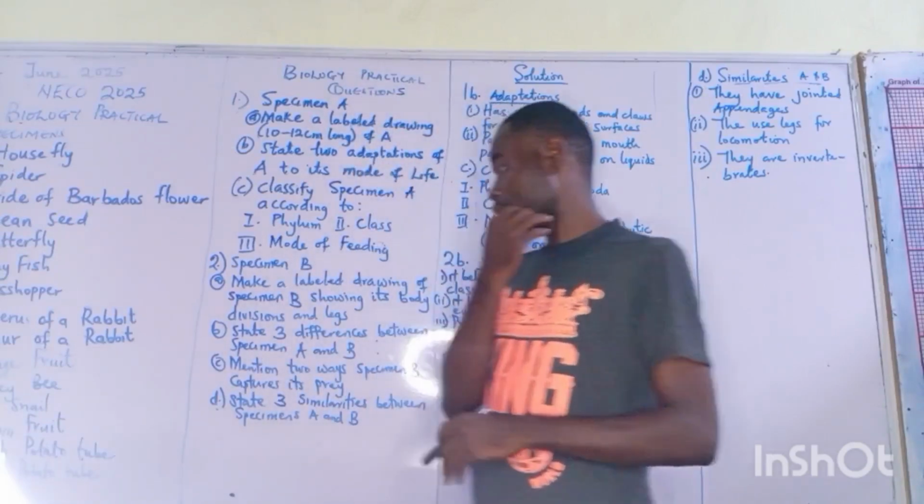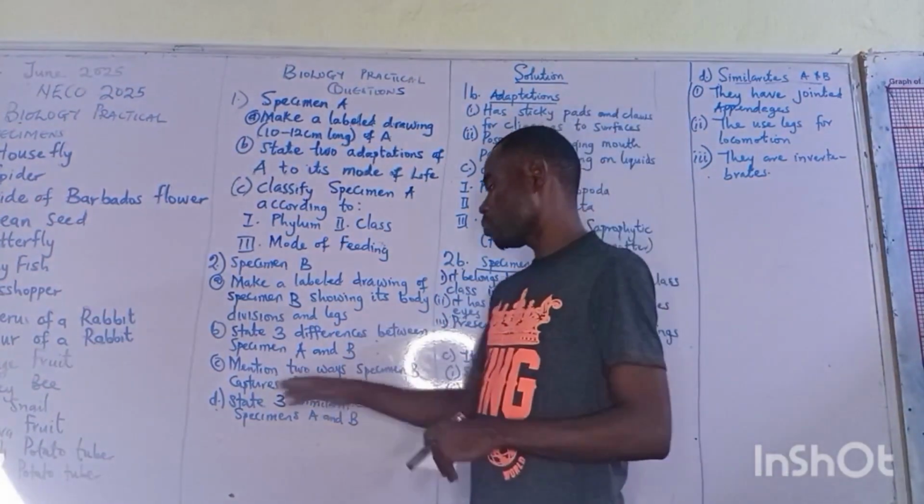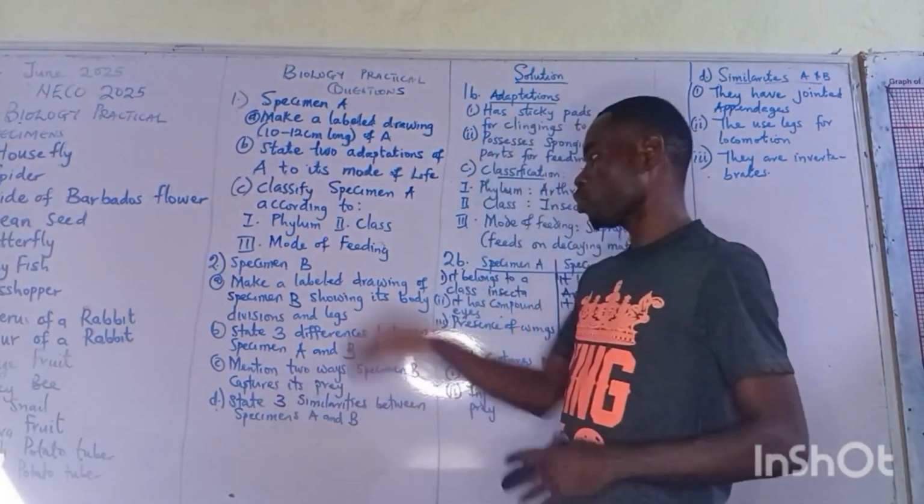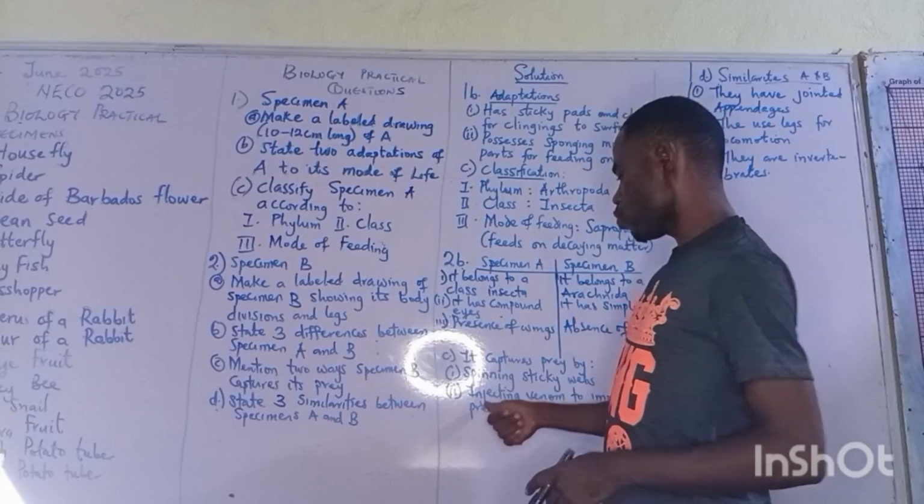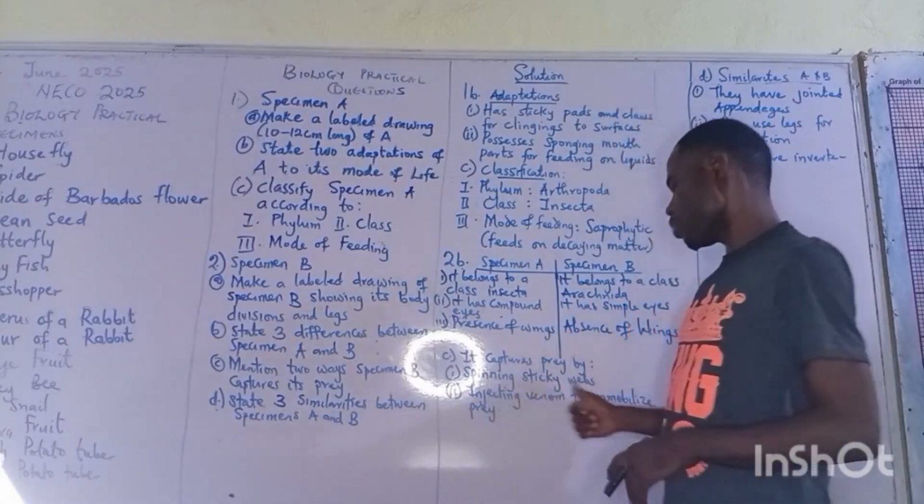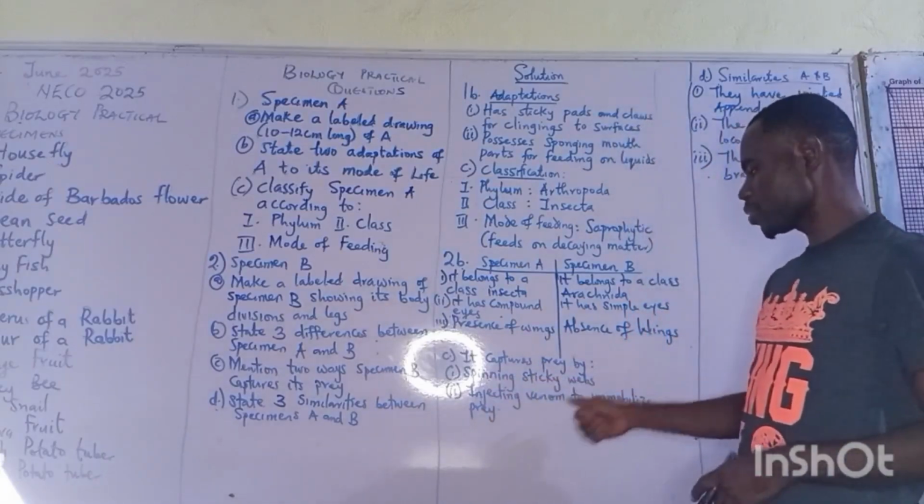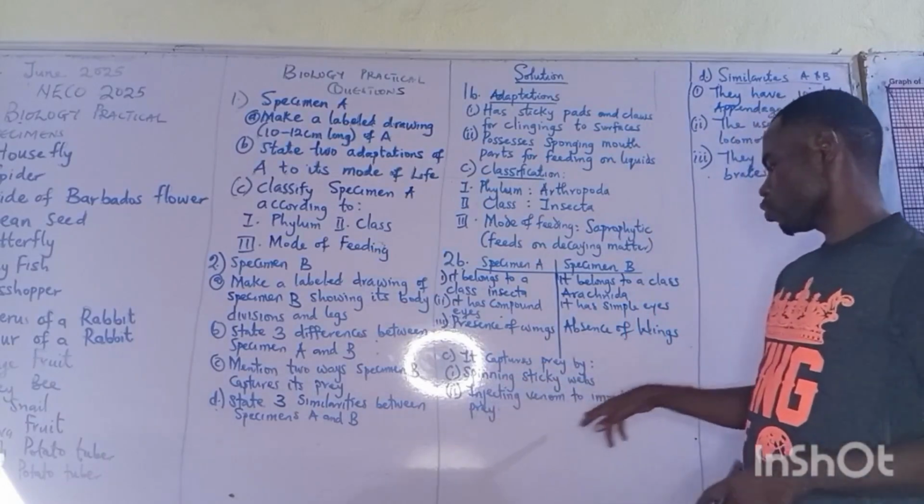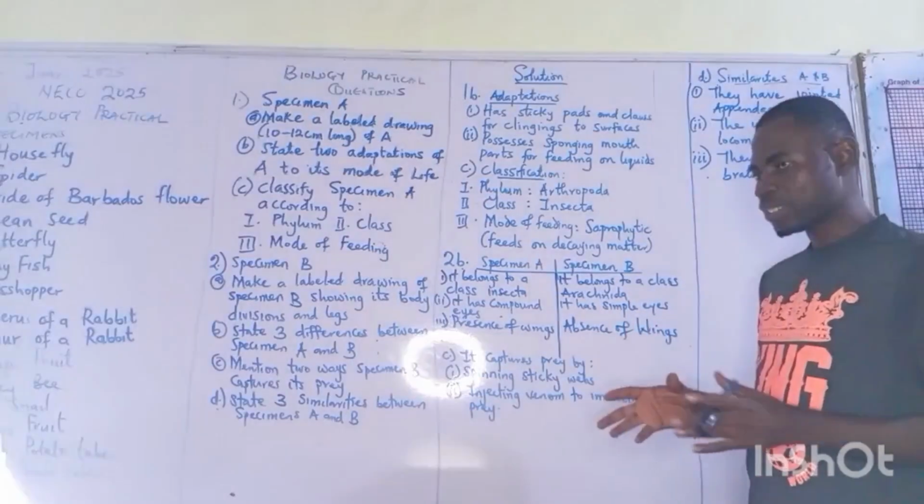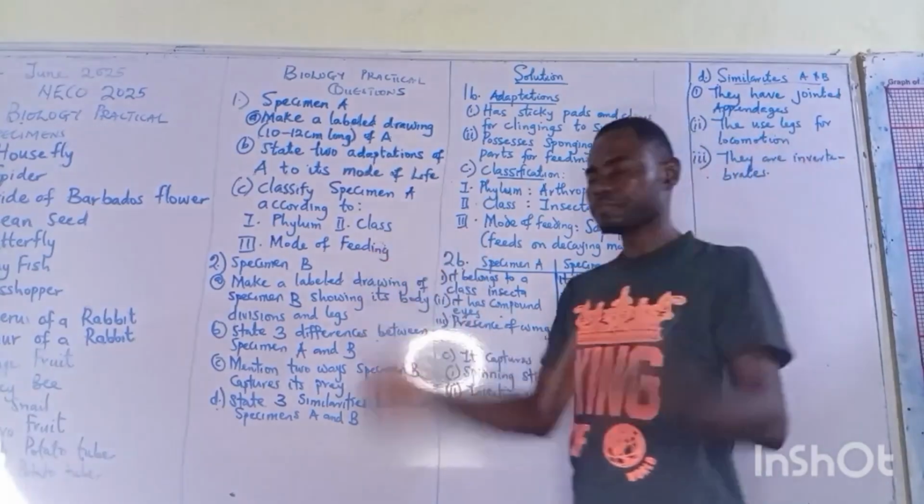So I have mentioned now, they said you should mention two ways specimen B captures its prey or specimen A, and it has been well said. By spinning sticky webs and then injecting venom to immobilize the prey, that is, it won't be able to move.